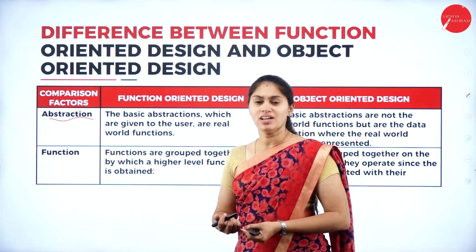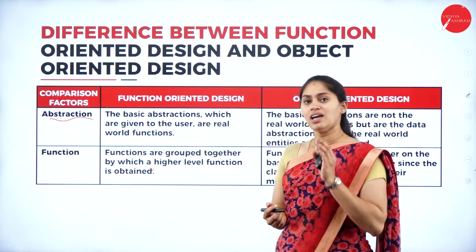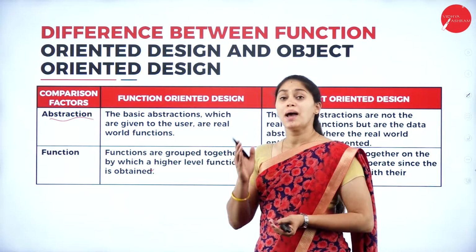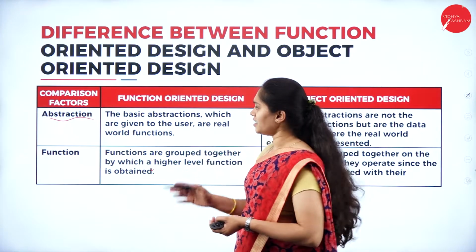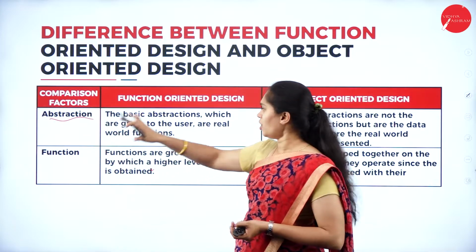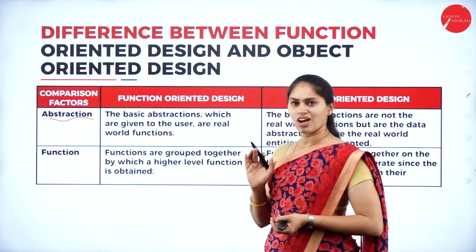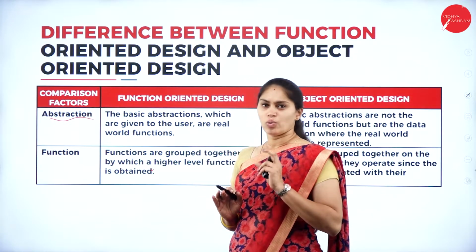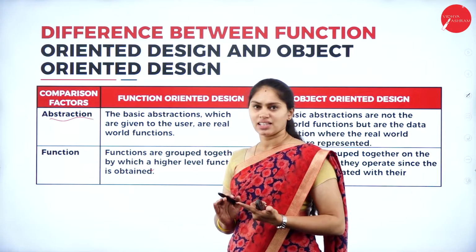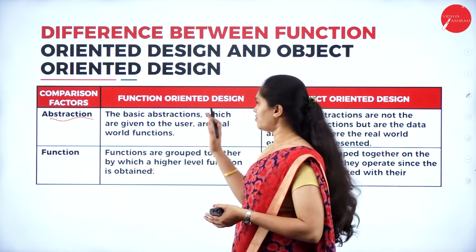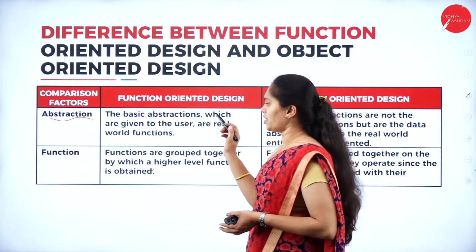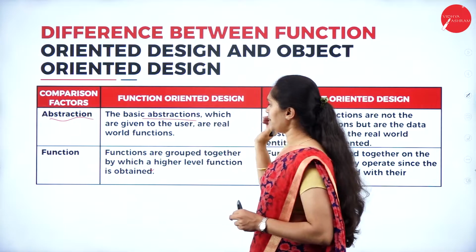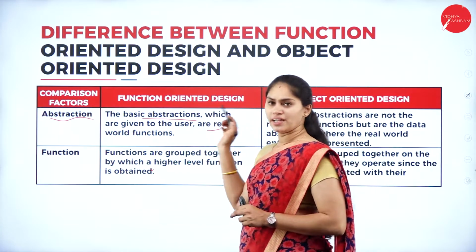First one is related to abstraction, right? It's a feature that specifies or showcases only essential features by hiding the background details. Then how will abstraction be performed in function oriented as well as in object oriented? Already we know that we have two types of abstraction: one is function abstraction and another one is data abstraction. So in the function oriented design, we will have function abstraction.